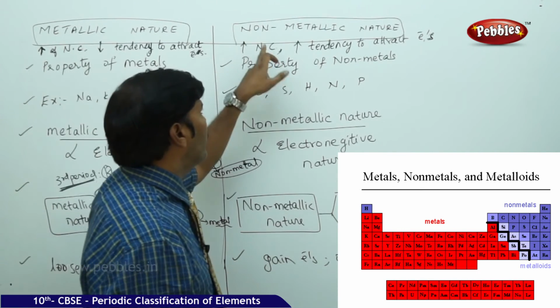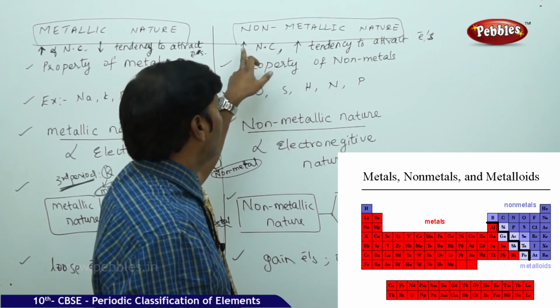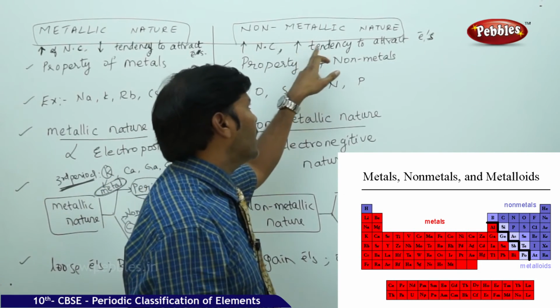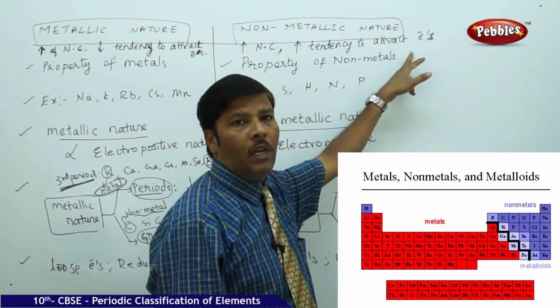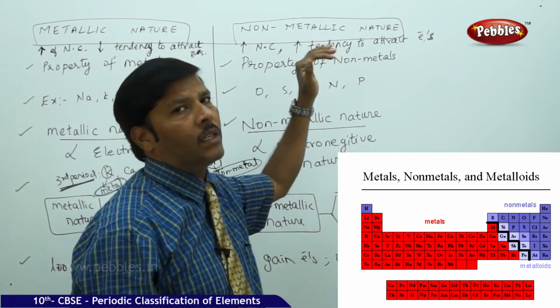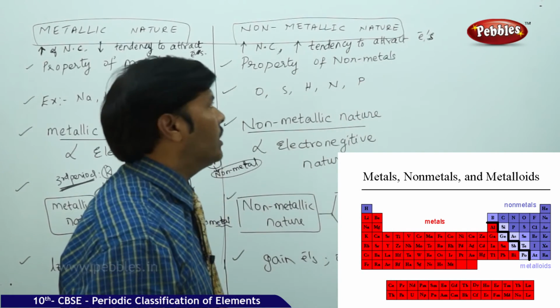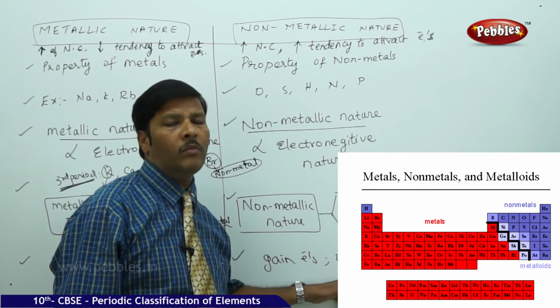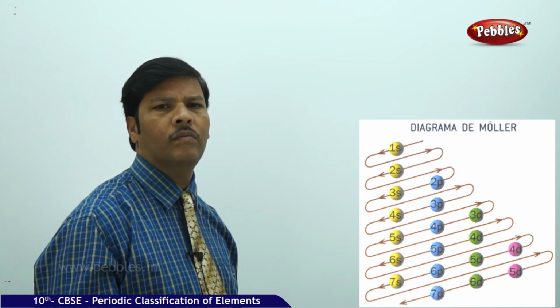On the other hand, if you go for the non-metallic nature of the elements, of course there is an increase in the nuclear charge, so there is an increasing tendency to attract electrons by the nucleus within that element, so that it can show the gain of electrons nature, and finally it can become oxidizing nature.